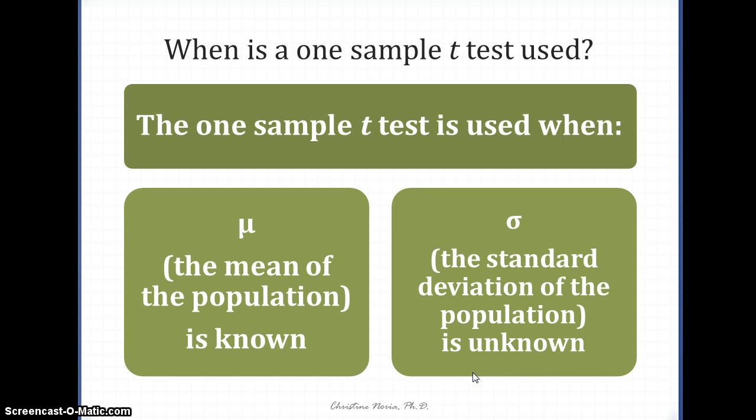Just as a reminder, now that we've talked about two different one-sample tests: the one-sample t-test is used when we know the mean of the population, mu, but we don't know the standard deviation of the population, and we have to estimate the population standard deviation. This is in contrast to the one-sample z-test, which we use when we know both the mean and the standard deviation of the population. Those are both given to us.